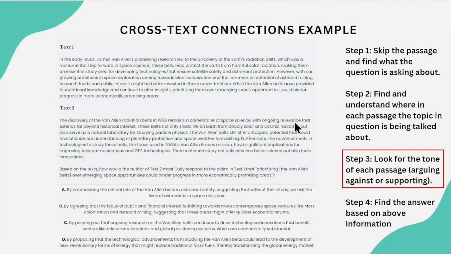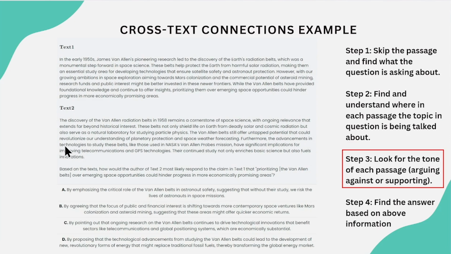So just right here, here's a hint that he thinks they're still important, as he's saying there's ongoing relevance that extends far beyond historical interest. So he's saying they're still important just by that first sentence. We'll keep going though. These belts not only shield life on Earth from deadly solar and cosmic radiation, but also serve as a natural laboratory for studying particle physics. The Van Allen belt still offers untapped potential that could revolutionize our understanding of planetary protection and space weather forecasting.